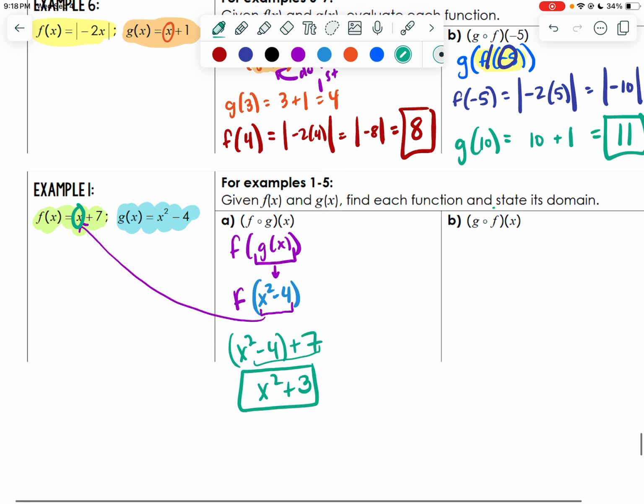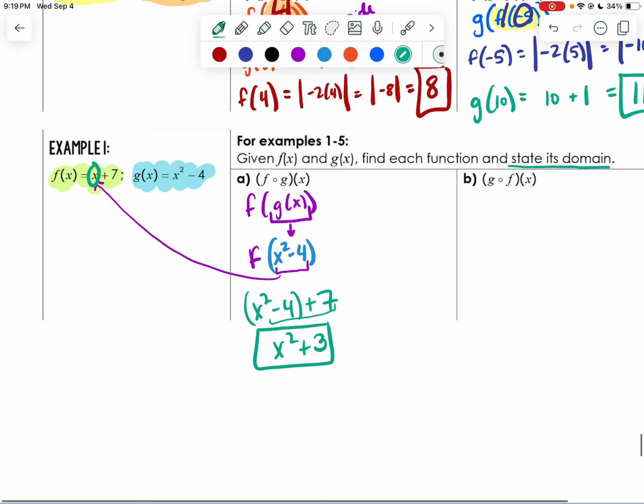This also says state its domain. So I know we don't have a graph, so this is what we talked about the other day. You have to think about, does that function have any spots where it would be undefined? Is there anything that makes it impossible? We said the two things would be if you have a square root, you can't have a negative in a square root. I don't have any square roots in here. And then do you have a fraction? Because you can never divide by 0. So I don't have either of those things happening here. So this one really has no restrictions on it.